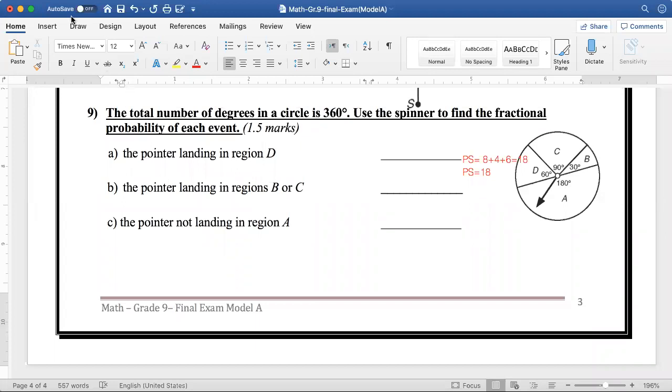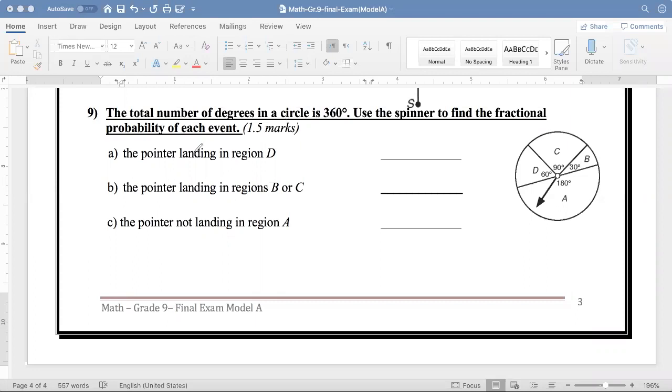The last question that we have here in geometry is number 9. We have the total number of degrees in a circle is 360. Use the spinner to find the fractional probability of each event. As is mentioned here, the total number of degrees in a circle is 360. So any angle I'm going to choose, it will be over 360.